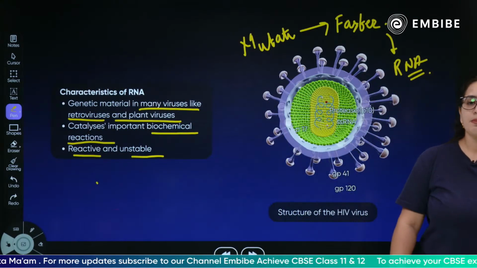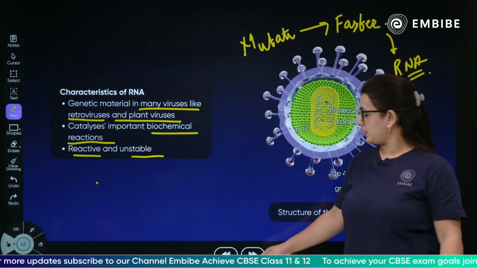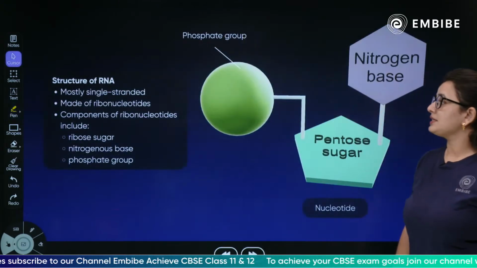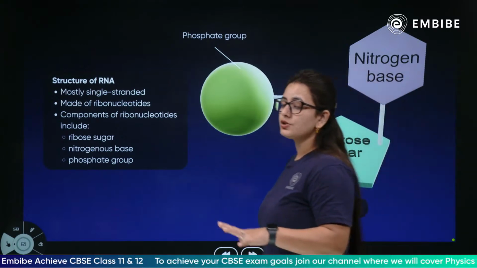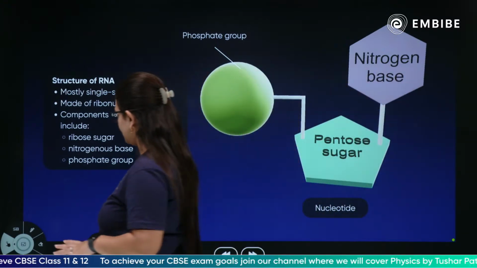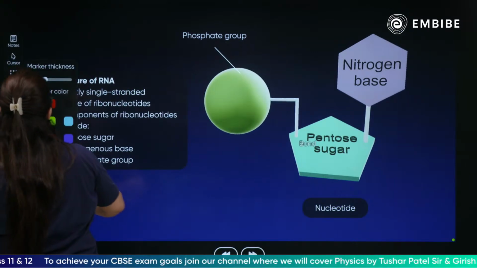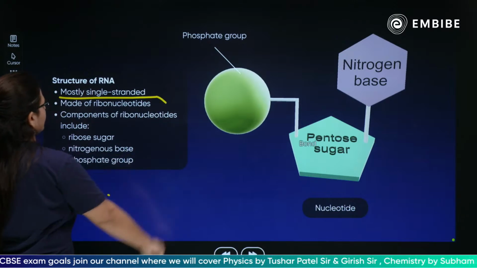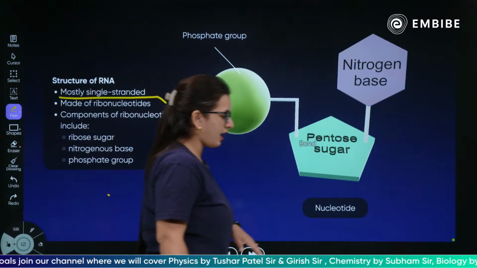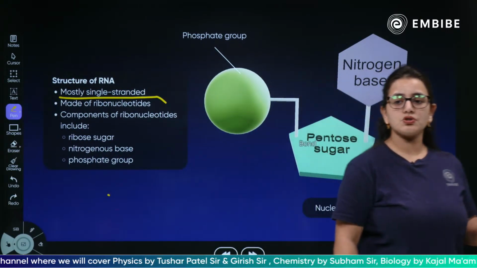Clear? So this is about the RNA. Moving forward, talking more about RNA, next we have the structure. What is the difference between the structure of the RNA and the DNA? Talking about the RNA, children, it is not a double stranded structure, it is a single stranded structure. The ribose sugar.